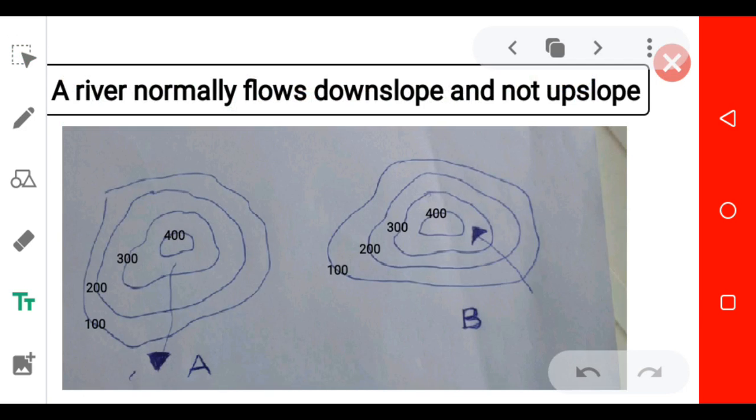Can you see the two pictures in A and B? Yes, rivers can only flow in A. Can you see it? Why? Because they flow from upslope to downslope. What do we mean? See the contour values 400, 300, 200, 100. That's why the arrow is showing down. So if you want to know the direction of flow of a river, look at the contour values. It will give you a hint. Rivers flow downslope. It is very hard for a river to go upslope.